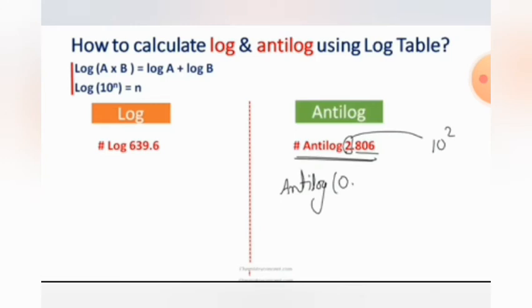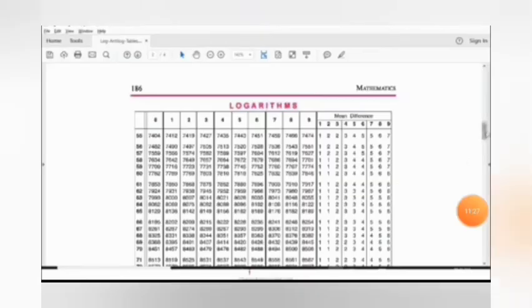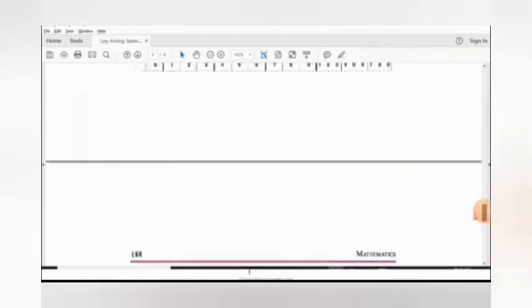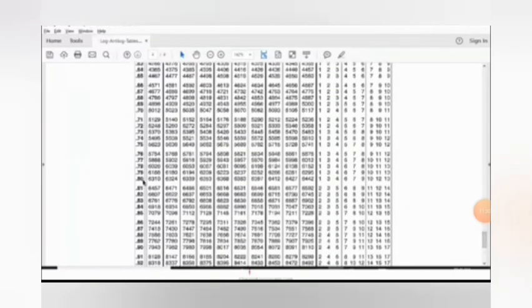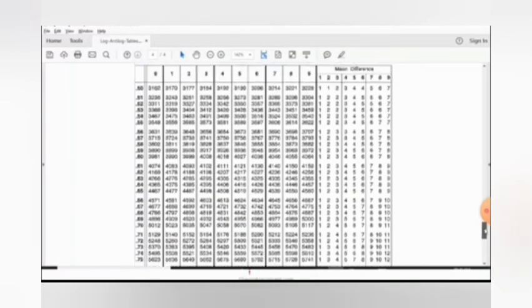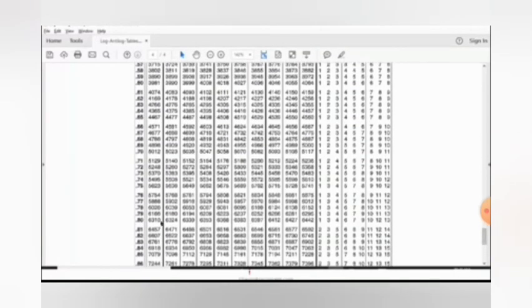That means for taking the antilog, there is one rule: the number that is given before the decimal point can be taken as the 10th power. Okay, clear? In antilog, the number given before the decimal point should be taken as the 10th power, and therefore we can write it as 0.806 into 10 raised to 2. And then take 0.806 from the antilog column.